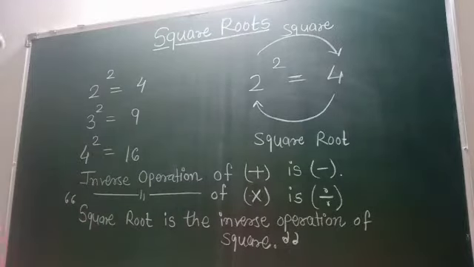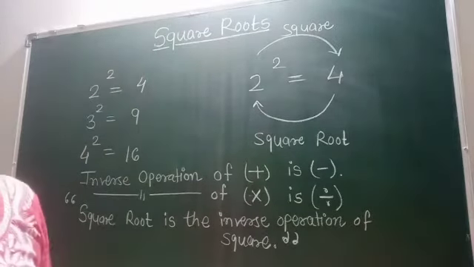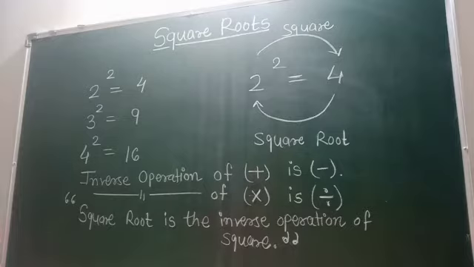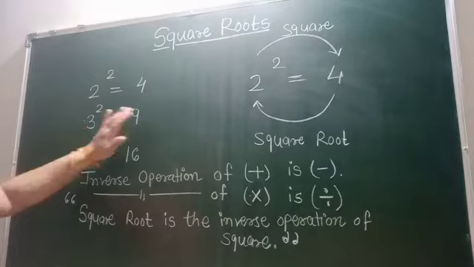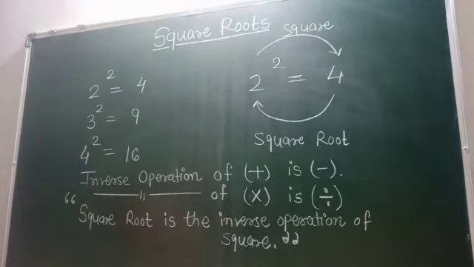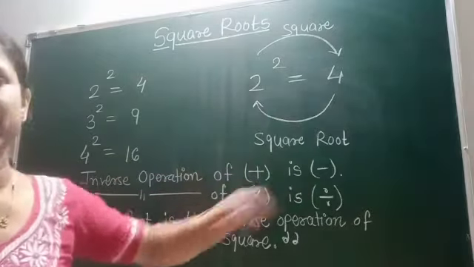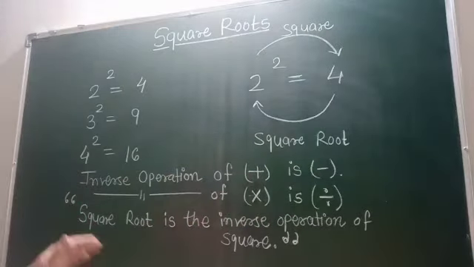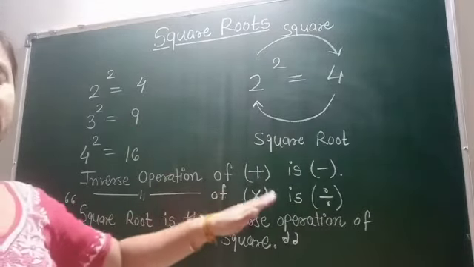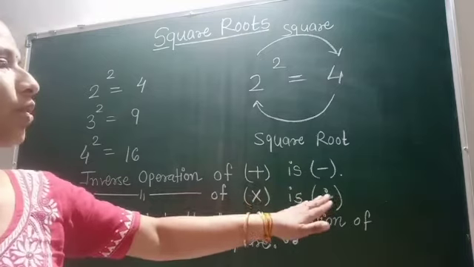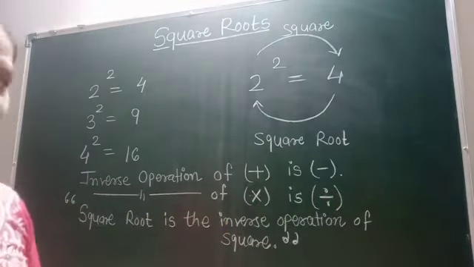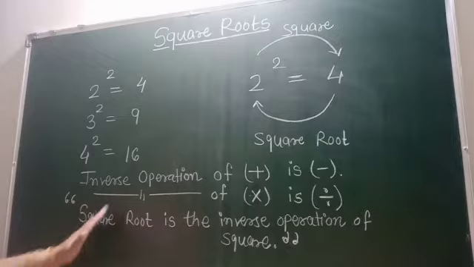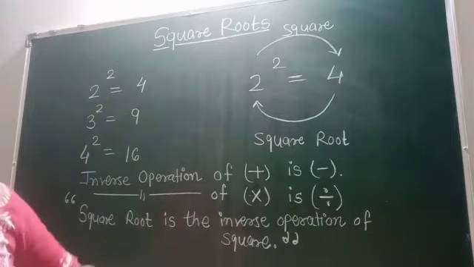Students, today we will see what is square root and how we can find square root of any number. As we know, square of 2 is 4, square of 3 is 9, square of 4 is 16. We know the inverse operation of positive is negative and of negative is positive. Similarly, the inverse operation of multiplication is division and of division is multiplication. Similarly, square root is the inverse operation of square.